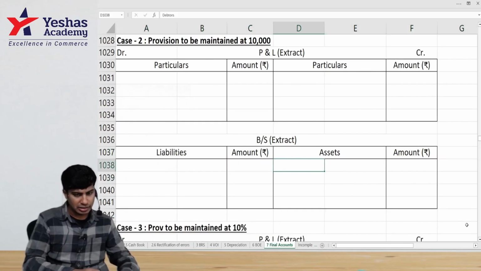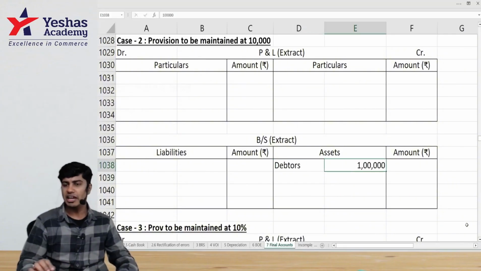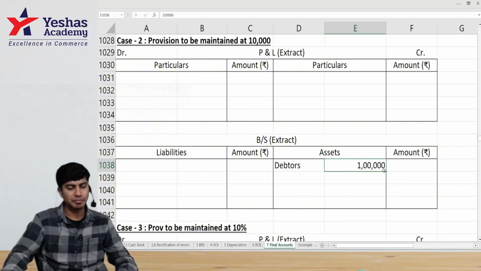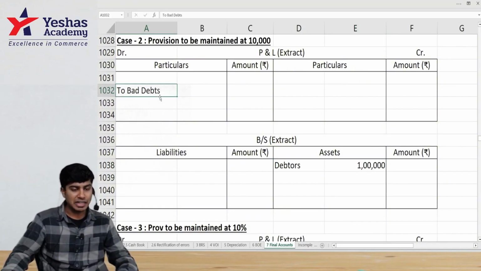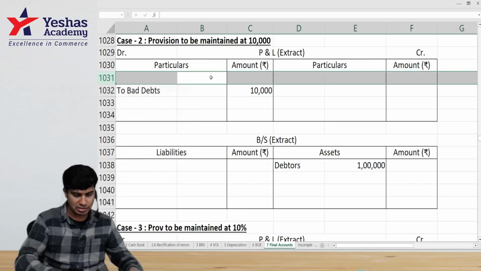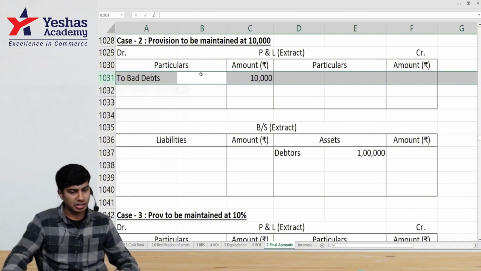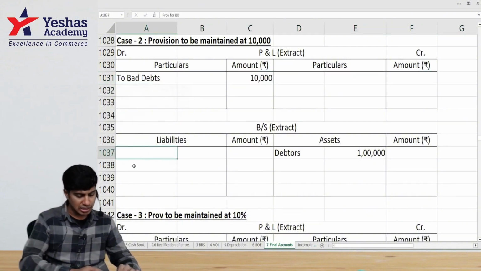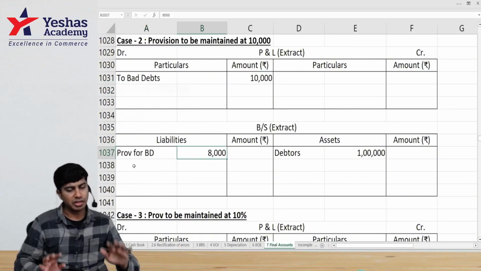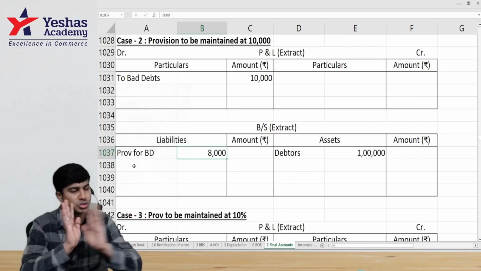I would write debtors 1 lakh, as per trial balance. Bad debts, as per trial balance, is 10,000. I've written 10,000 as it is, no change. Provision, as per trial balance, is 10,000. I've written, sorry, 8,000. I've written that 8,000 also.